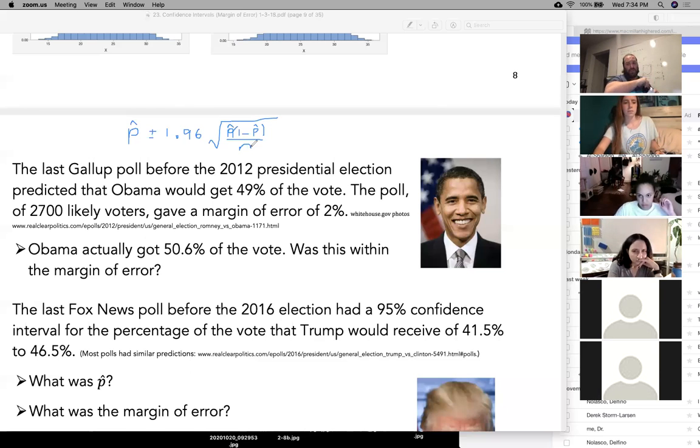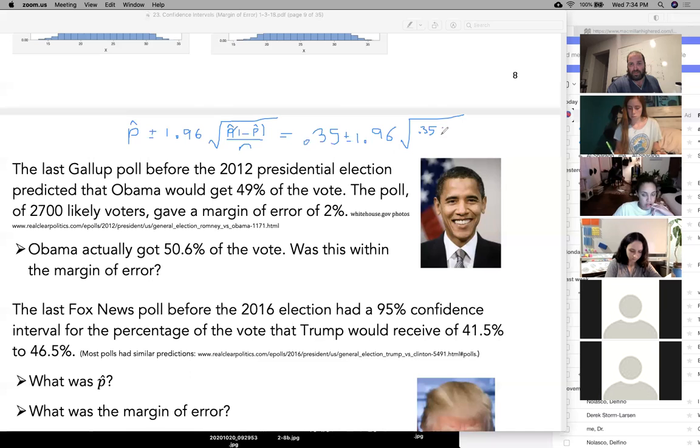So let's do it for our example, the example that we just did, where p hat was 0.35. We get 0.35 plus or minus 1.96 times the square root of 0.35 times 0.65, because 1 minus 0.35 is 0.65, over 40, which was our sample size. So let's go ahead and run the numbers.